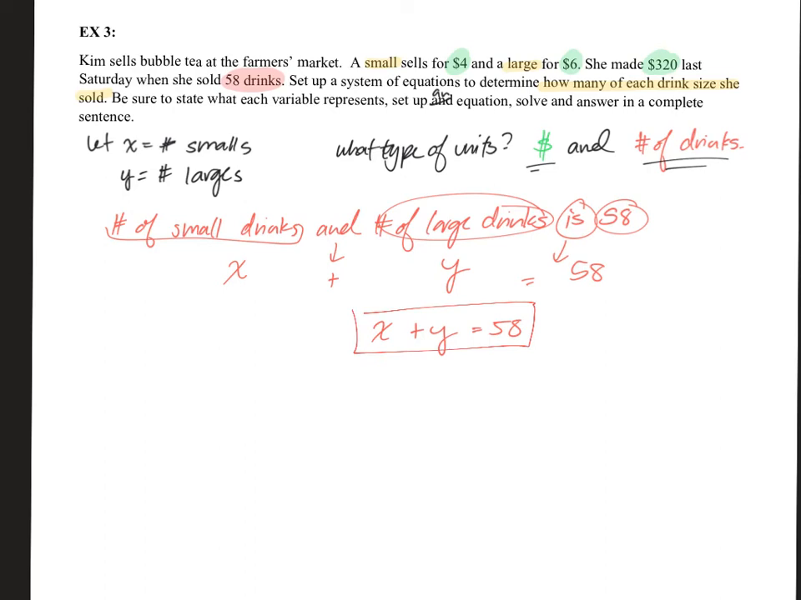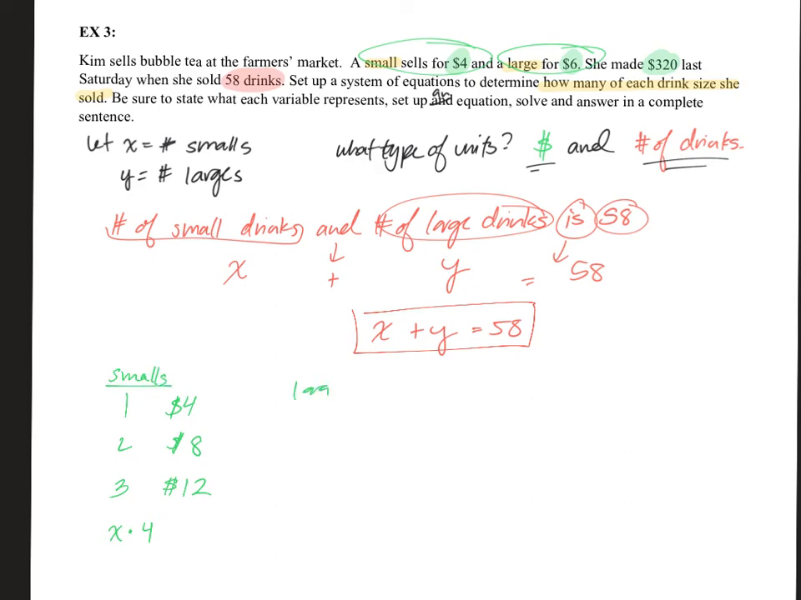Now we need to determine our other equation. And we said this one is in terms of dollars. Well, I know we have $4 for small and $6 for large. So each small she sells, she makes $4, right? If she sold two smalls, she would make $8. If she sold three smalls, that's just 3 times 4, which is $12. So basically, it's the number of drinks she sells times 4 for the smalls.